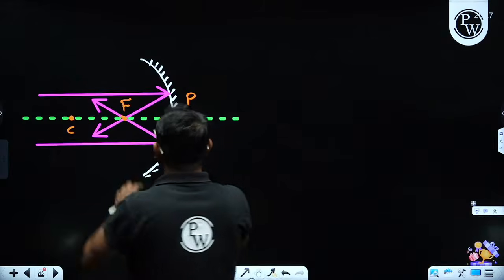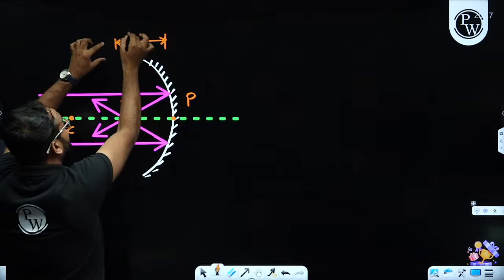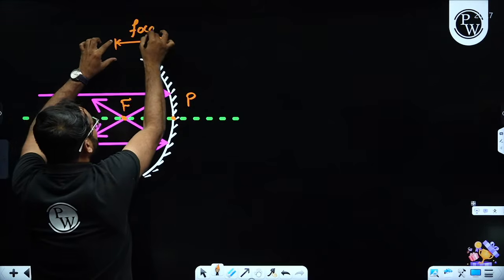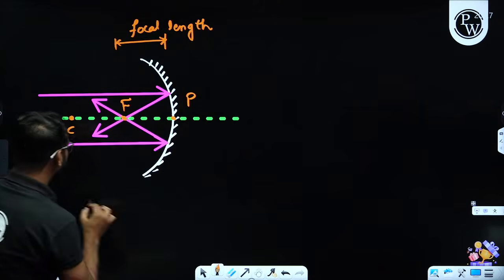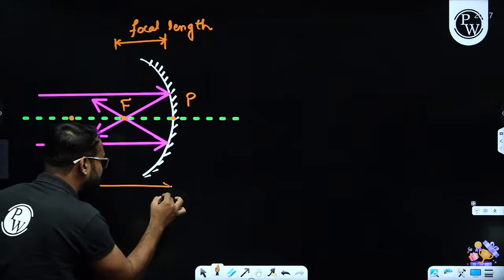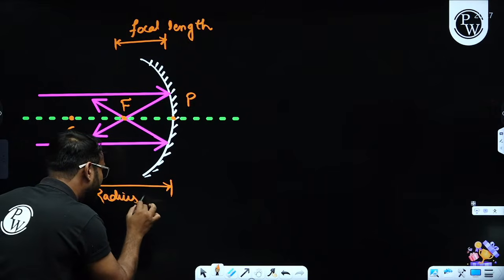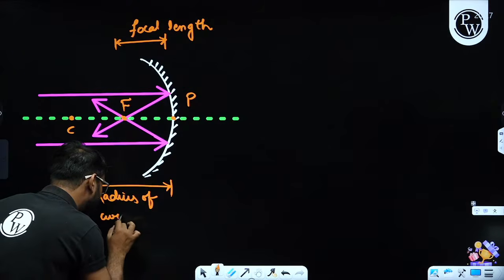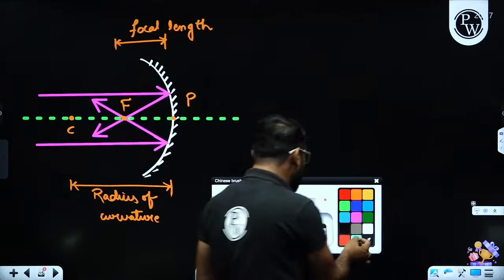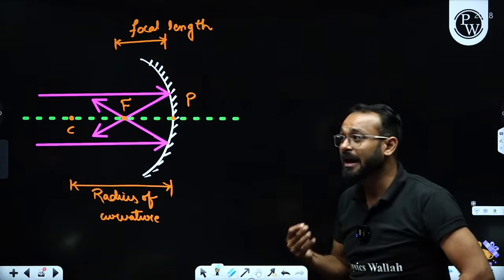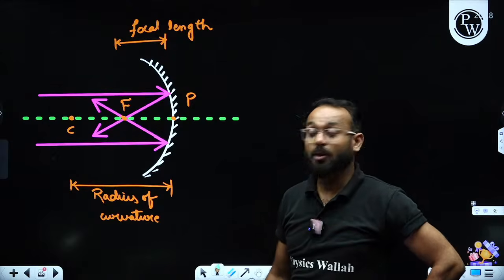And if I measure the distance from pole to focus, that will be known as focal length. Similarly, the distance between pole and center is called the radius of curvature. And for which mirror am I talking about? I am talking about the concave mirror.